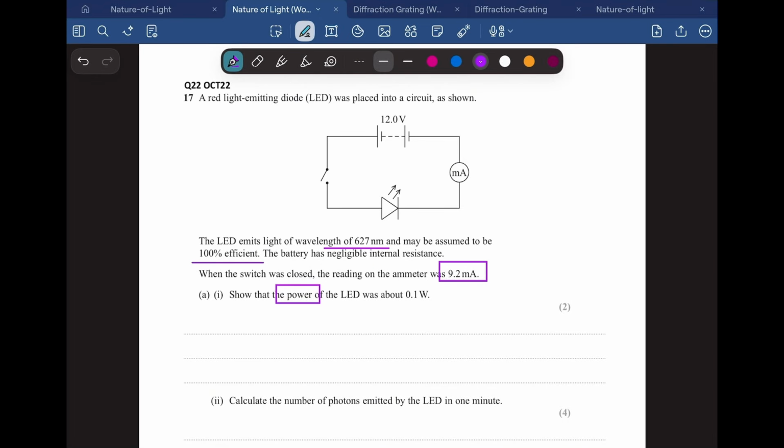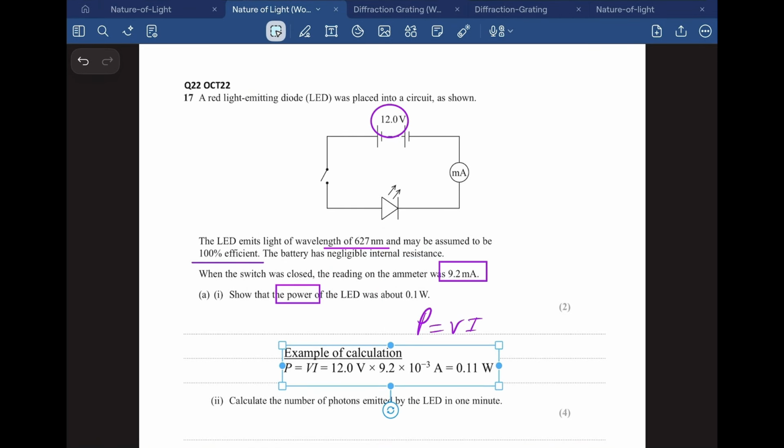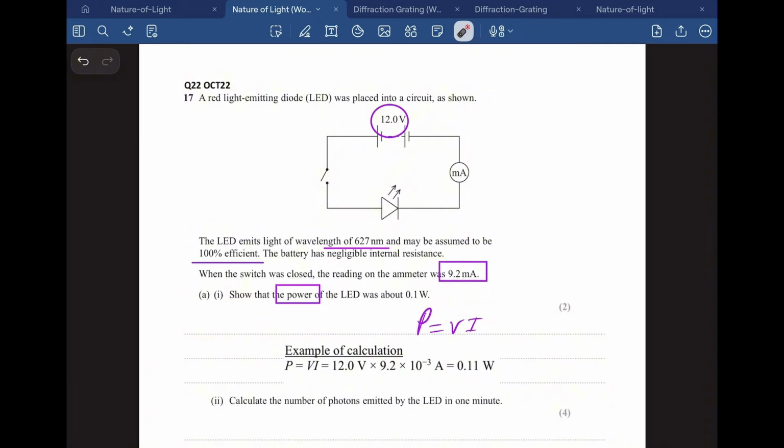We know the power, right? The power is equal to voltage into current. We know the voltage value is 12 volt and the current value is 9.2 milliampere. So we can just do the math. It will be 12 into 9.2 into 10 to the power minus 3, which will give us a value of 0.11 watt.